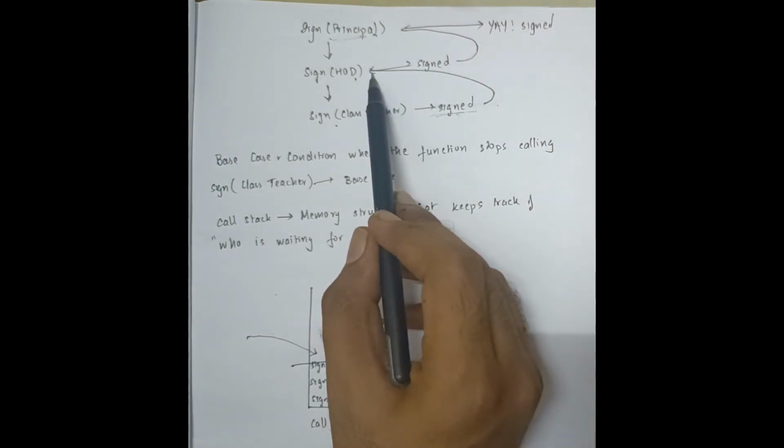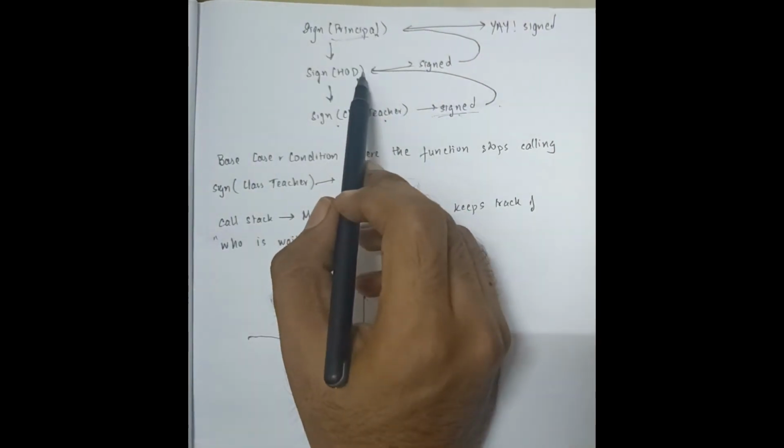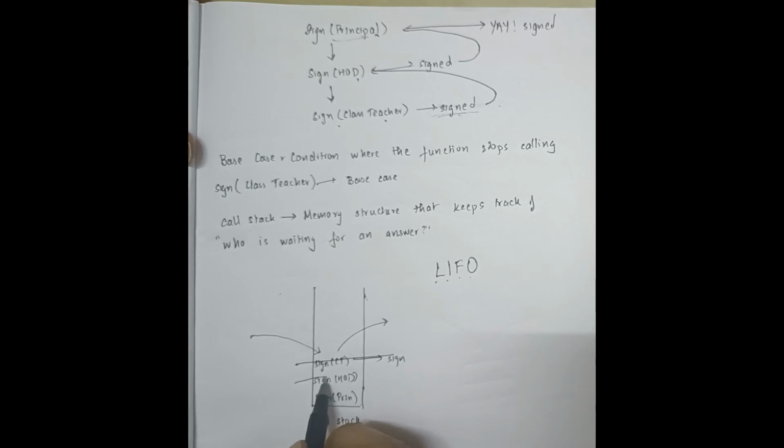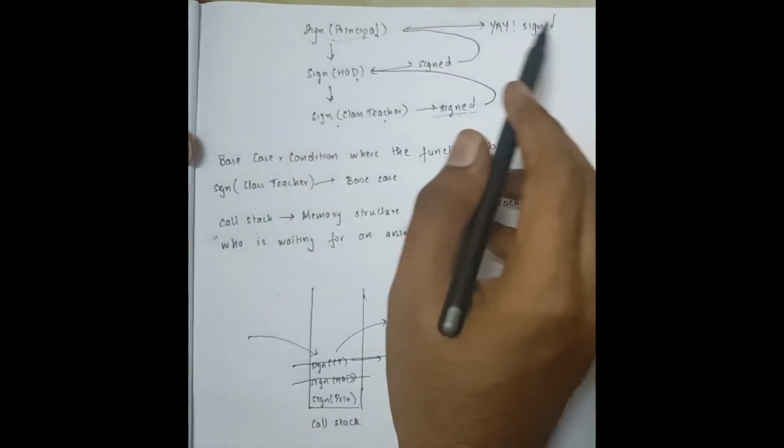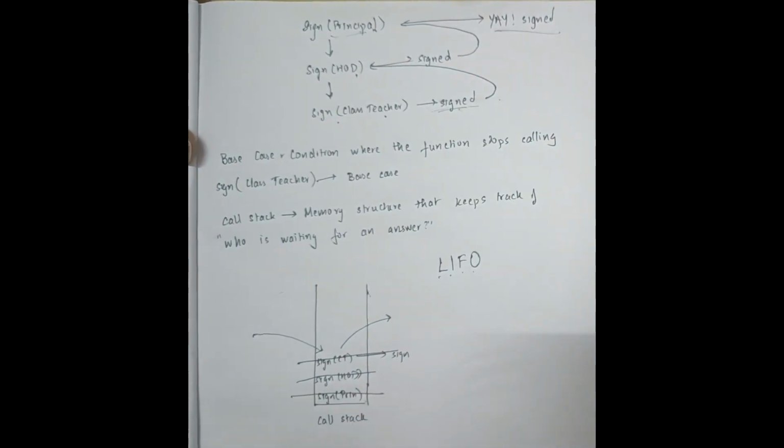So this goes back and the sign of HOD returns the signed form. So we remove it here, and after this function works and we get a signed form, we remove it here.